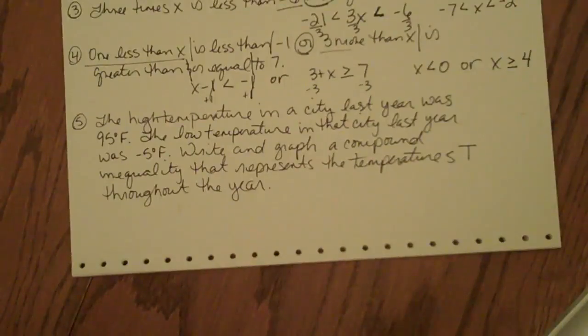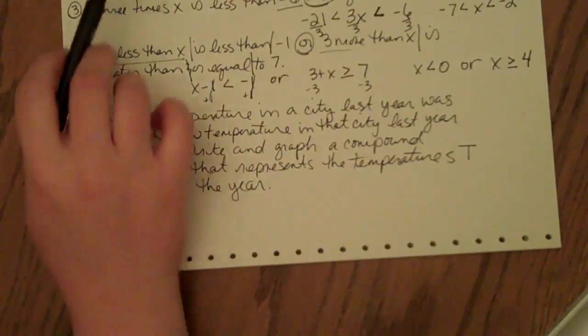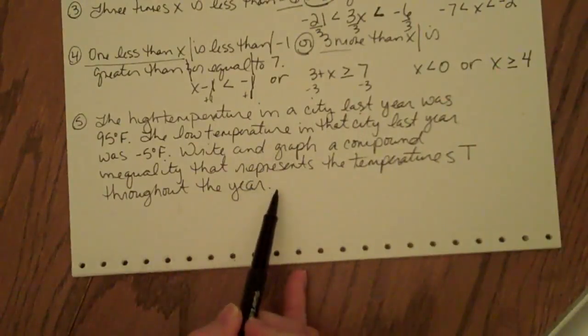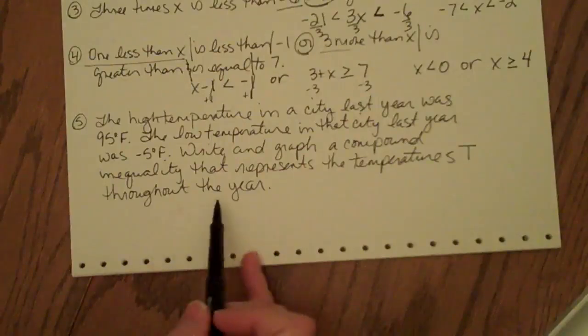Well, they're telling us it's a compound inequality, which means it's going to be either an and or an or. We need to figure out which one of those it is. And in this case, they didn't tell us the word and or or like we had in these earlier sentences. We need to figure out from what they're talking about if it's an and or an or. Well, we want to write, it says, a compound inequality that represents the temperatures throughout the year.